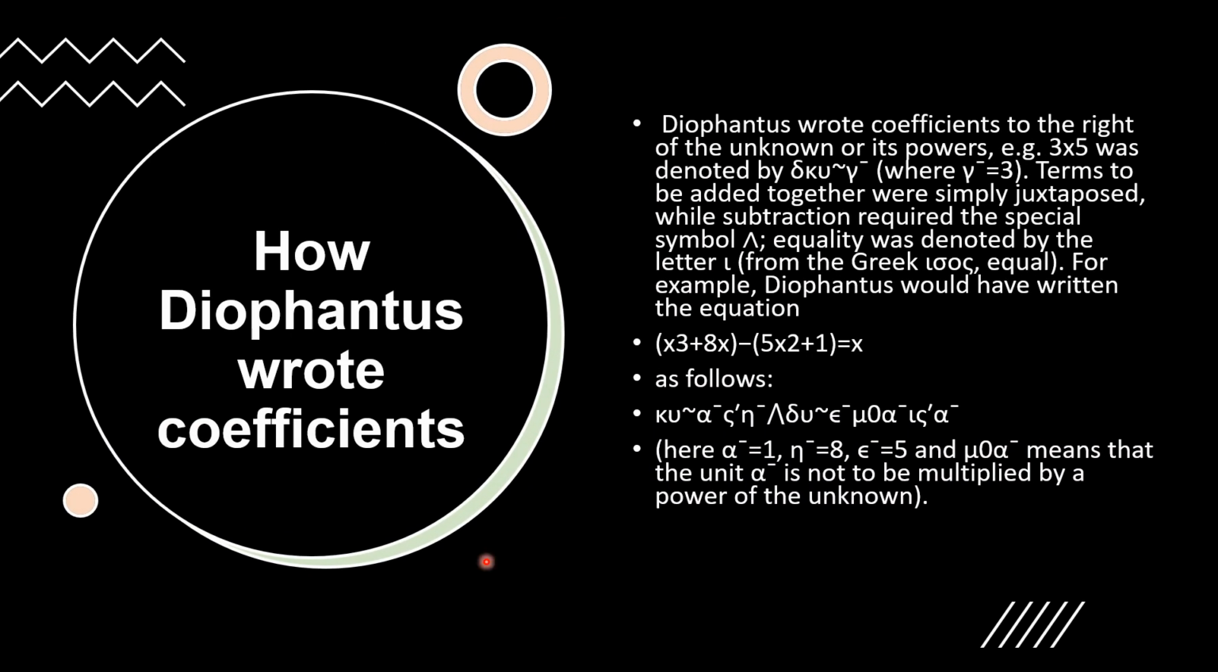So how did Diophantus write the coefficients? He wrote the coefficients to the right of the unknown or its powers, and it was also denoted in some Greek letters over here. The terms were added together by simply being juxtaposed, while subtraction required a special symbol, also another Greek symbol. And equality was denoted by this letter here. For example, Diophantus would have written this equation that we in modern times write in these symbols.